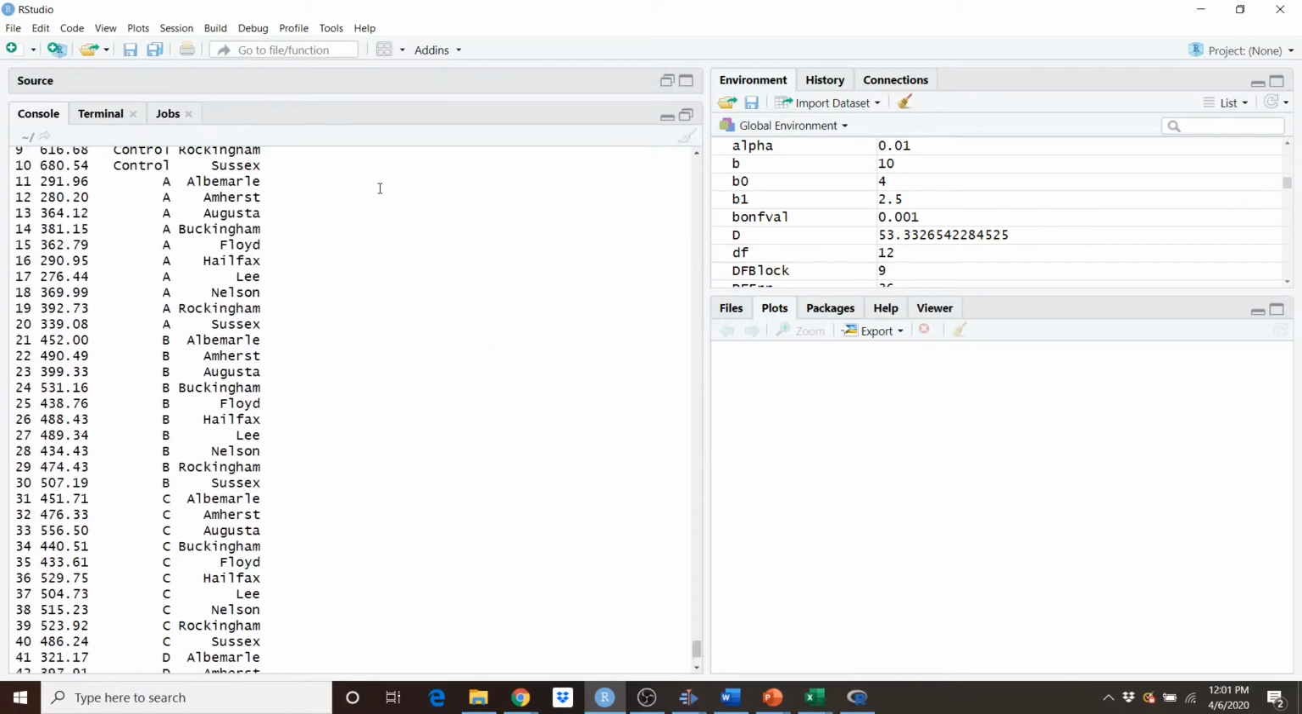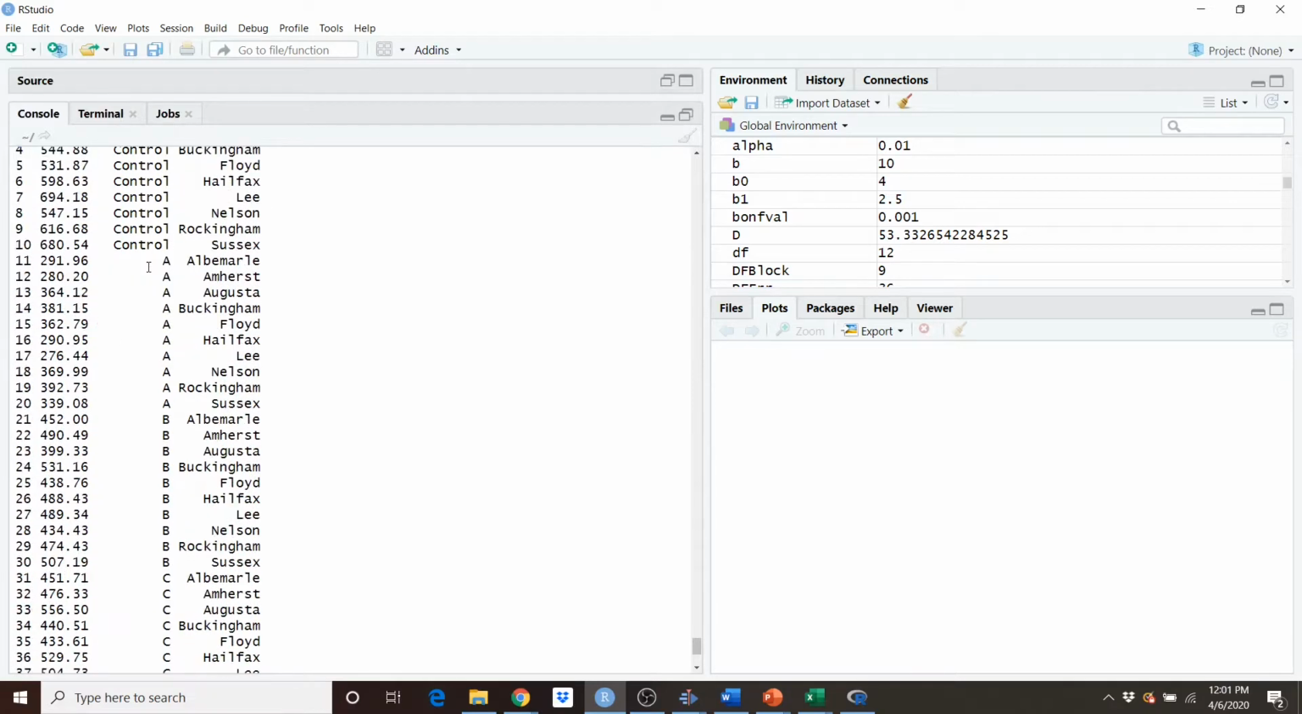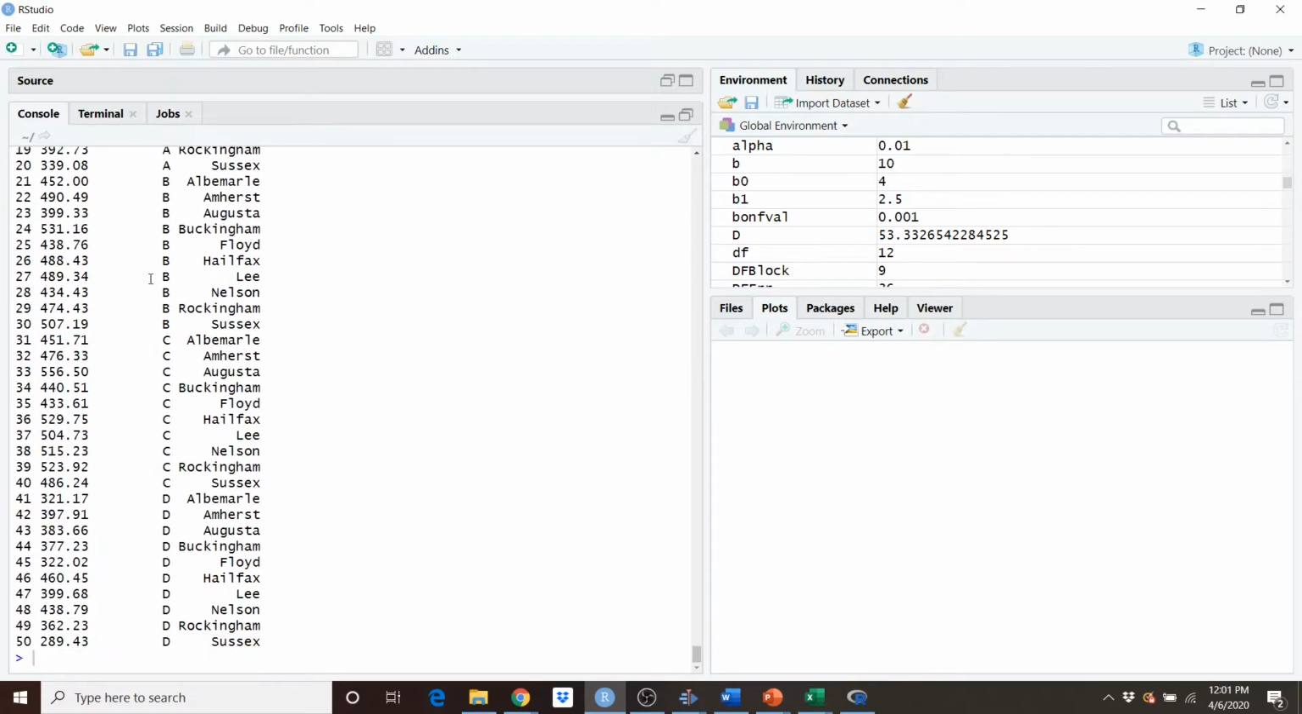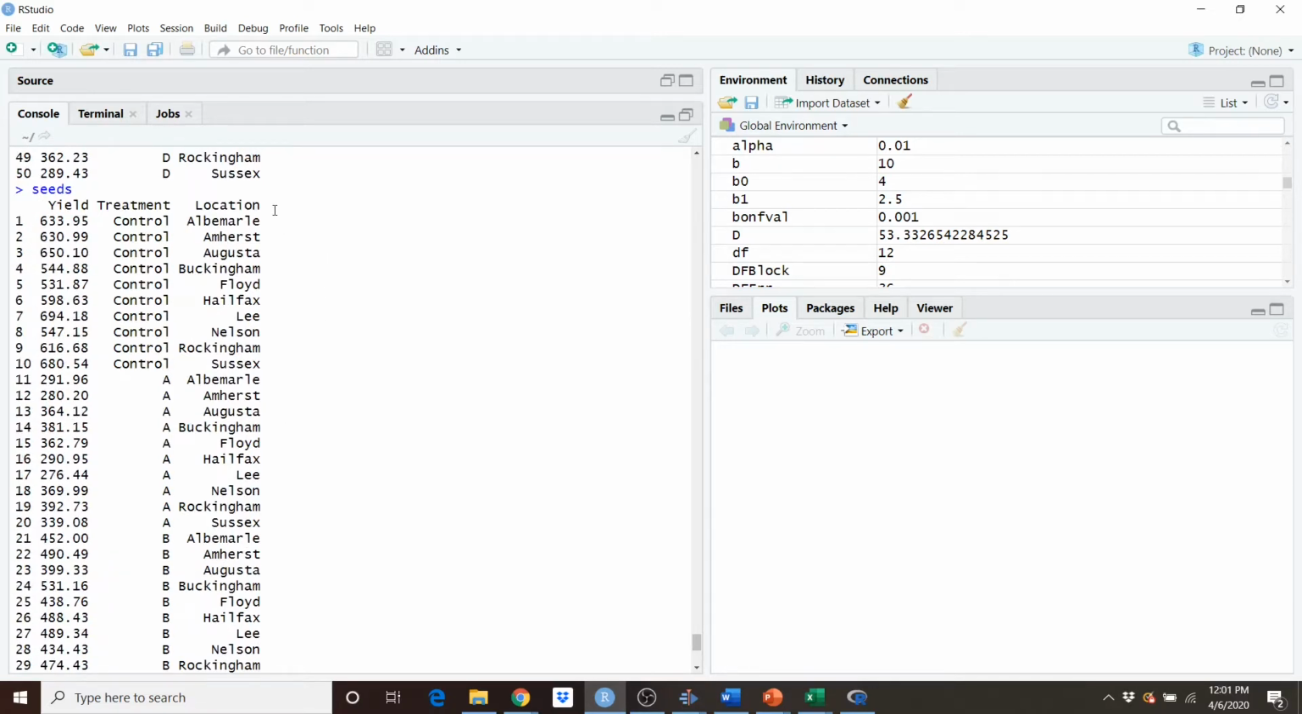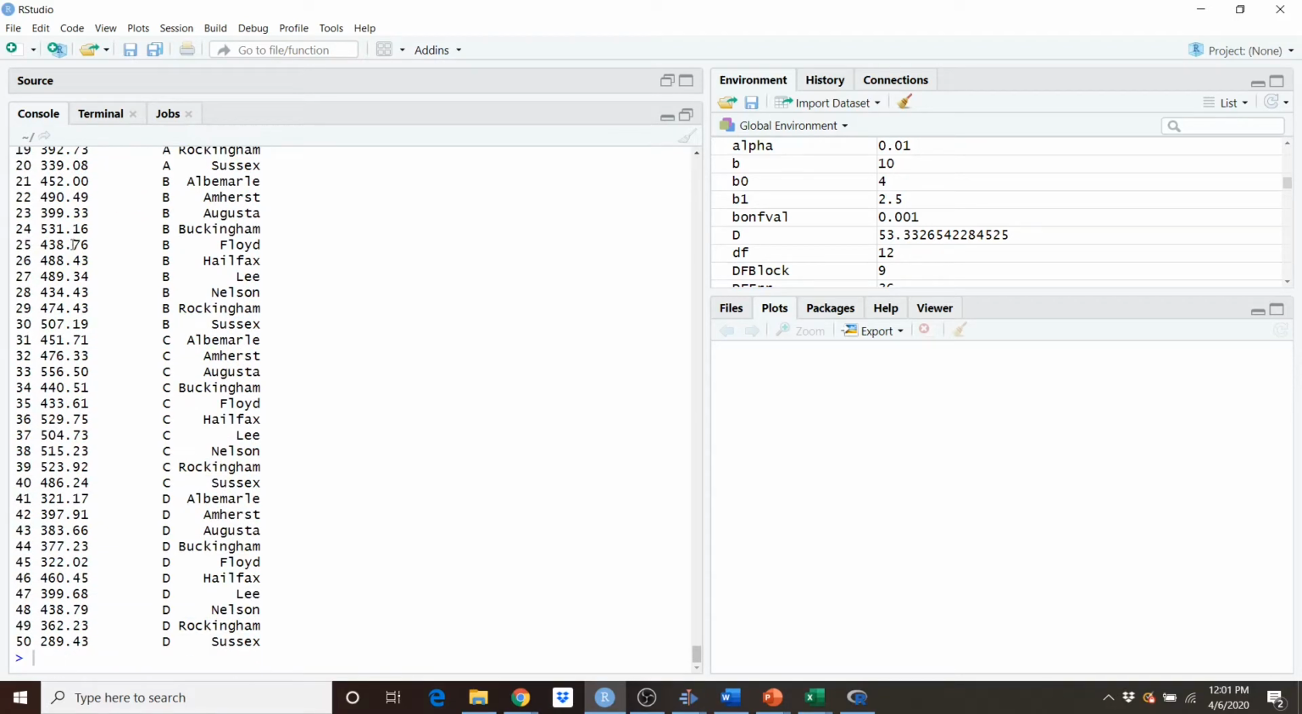Now, notice I have a control, I have treatment A, treatment B, treatment C, and treatment D. I have my locations. So what we have here are 10 locations in Virginia, 10 different counties in Virginia, and we're going to have our yields over in the first column.